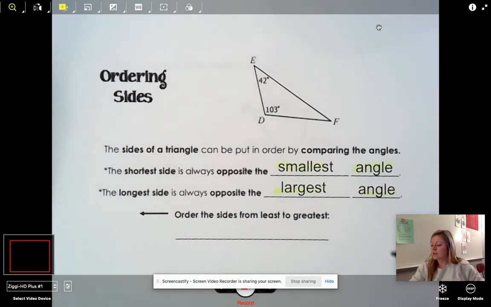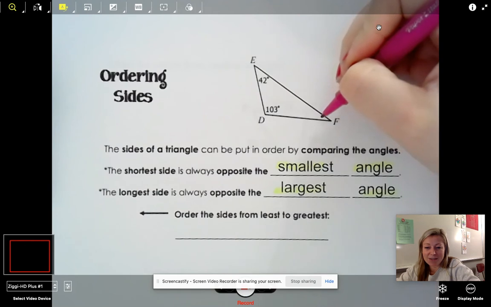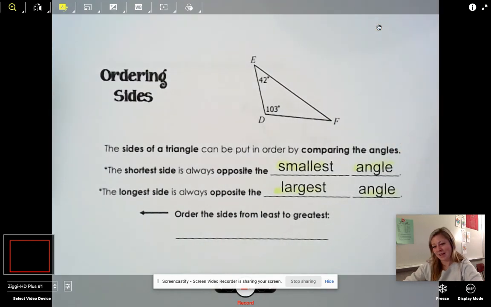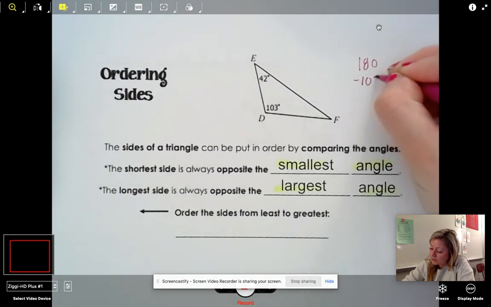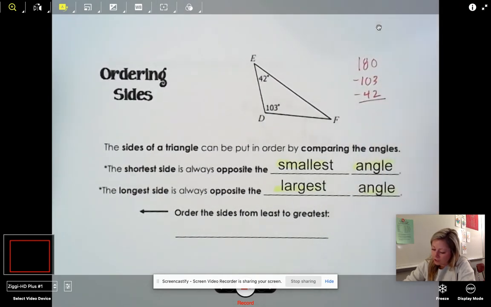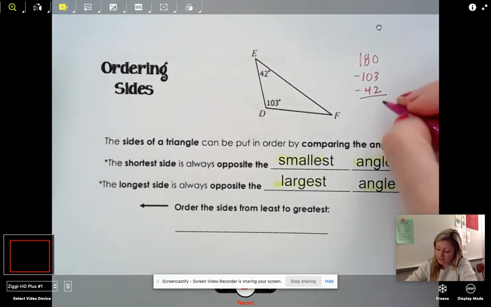So if we look here, it says order the sides from least to greatest. Well, we're missing an angle measure, so is this even possible? I think we might be done. I don't think we can do this if we don't know what F is. But you guys are right. You can find the measure of angle F by subtracting from 180. So 103 minus 42 should give us what? 35, I think.